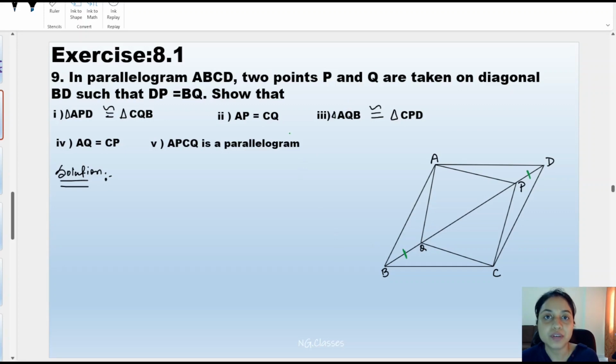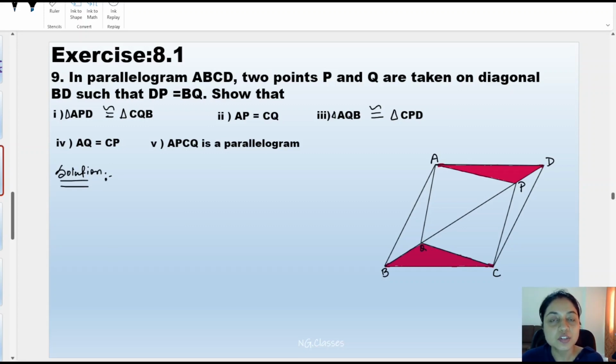So let's do part 1 at first. Here our question is talking about triangle APD and triangle CQB. Can you see these two triangles APD and CQB, the red colored triangles? We have to show that these two triangles are congruent with each other. Now, since ABCD is a parallelogram, opposite sides must be parallel and equal to each other. So we can say that side AD must be equal to side BC.